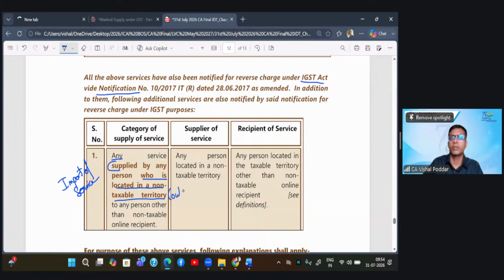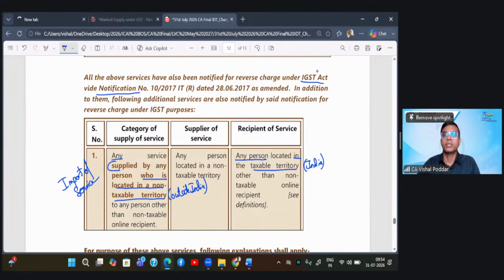In simple words, because see, taxable territory means India. So where the supplier is outside India, where is the recipient? The recipient is a person who is in taxable territory. Taxable territory means India. So in simple words, it is import of service. Supplier is outside, recipient is inside. It is import of service. And when it is import of service, the tax will be payable by the importer, that is under RCM.